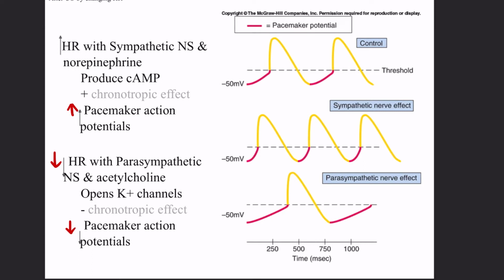Maybe you've experienced this on your own. We logically know that our heart rate increases with activation of the sympathetic division. The sympathetic division releases epinephrine or norepinephrine, and that will produce cyclic AMP. Remember, cyclic AMP is going to impact those HCN channels, and those are going to increase the rate of depolarization, increase the rate of these pacemaker potentials, as we can see in this steeper curve here.